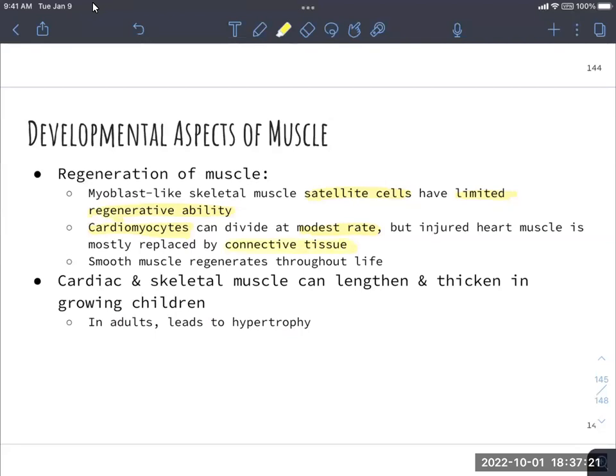Your smooth muscle regenerates through life. Out of your muscle tissues, your smooth muscle regenerates the best. Cardiac and skeletal muscle can lengthen and thicken, and that can lead to hypertrophy or larger muscles.